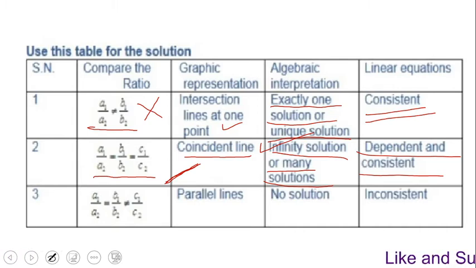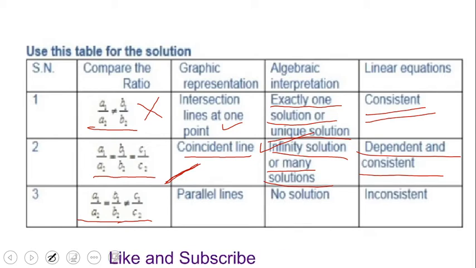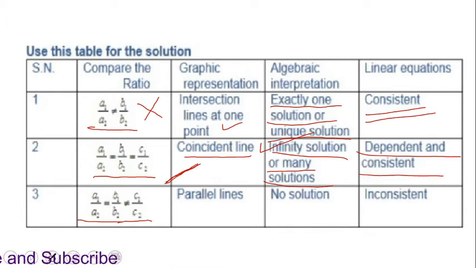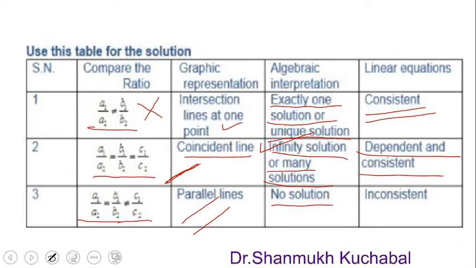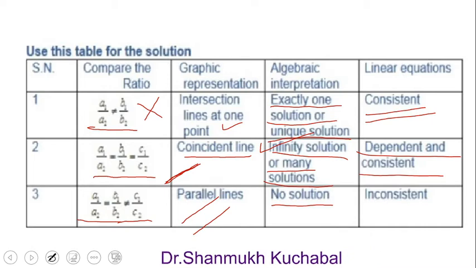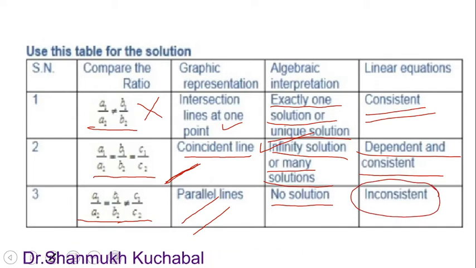And the third case: a1 by a2 is equal to b1 by b2, and it is not equal to c1 by c2. Then the lines are called parallel lines. The geometrical representation is parallel: one line is like this, another line is in this way. These two are parallel lines. The lines are not intersecting, so a solution is not possible, no solution. If a solution is not possible, we say it is inconsistent.